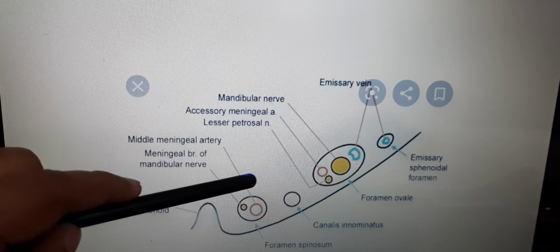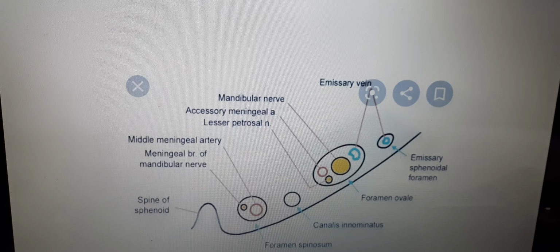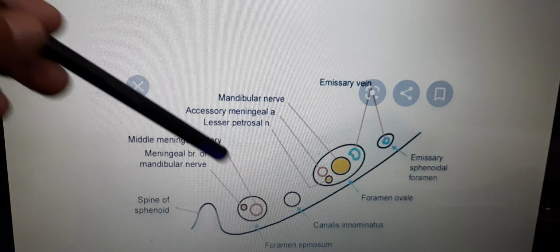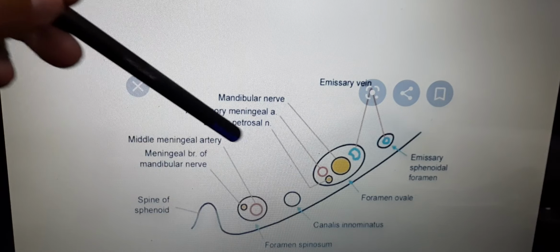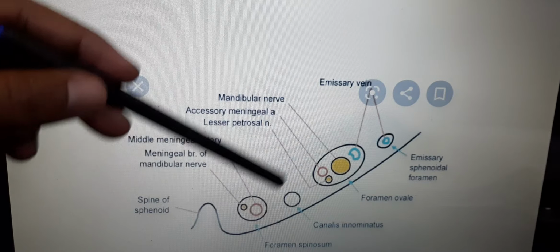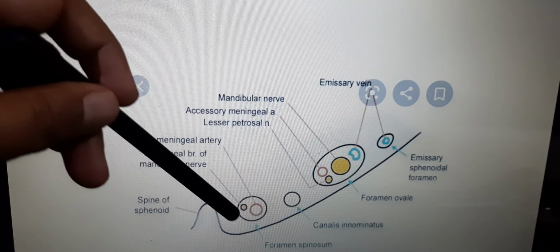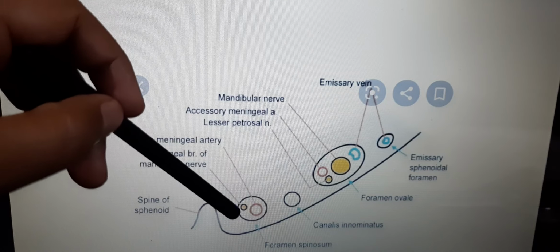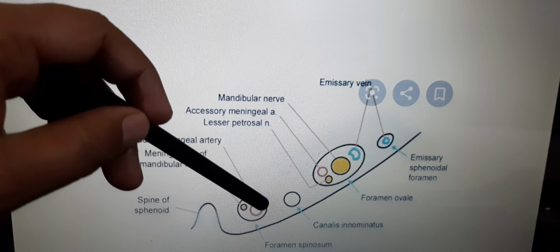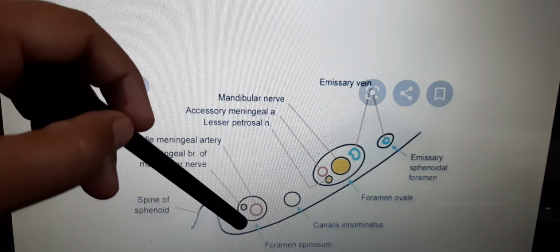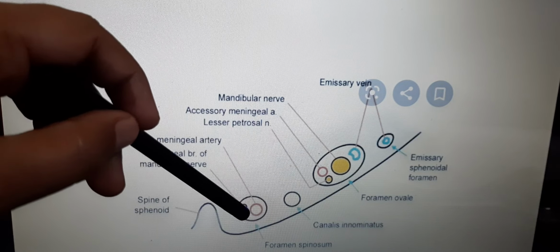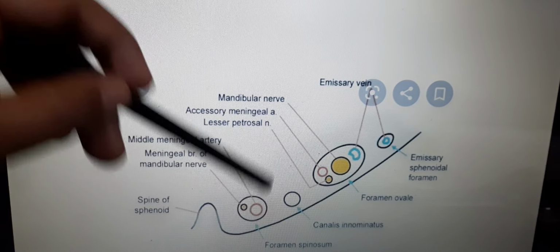Now you are seeing this is foramen spinosum. The middle meningeal artery, which is a branch of the maxillary artery, goes into the cranial cavity through this foramen and supplies the meninges, and also the mandibular nerve gives one branch. This is the meningeal branch, which goes into the cranial cavity through this foramen spinosum, and this meningeal branch of the mandibular nerve is also known as nervus spinosus.